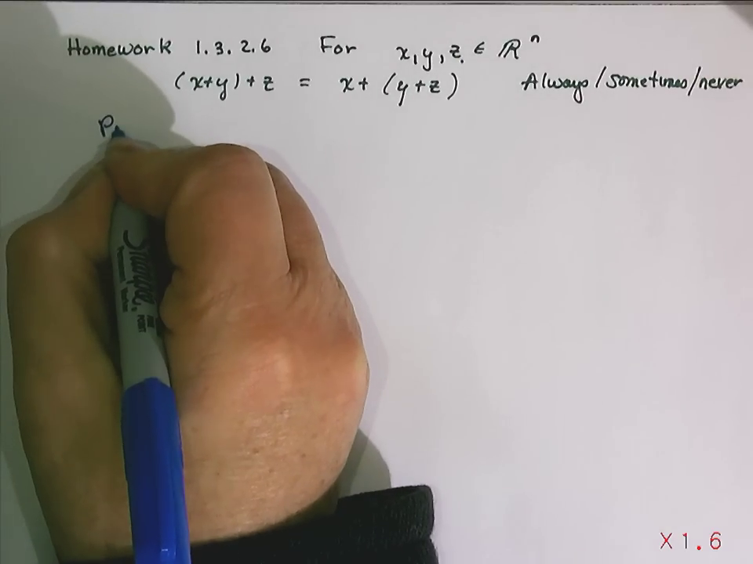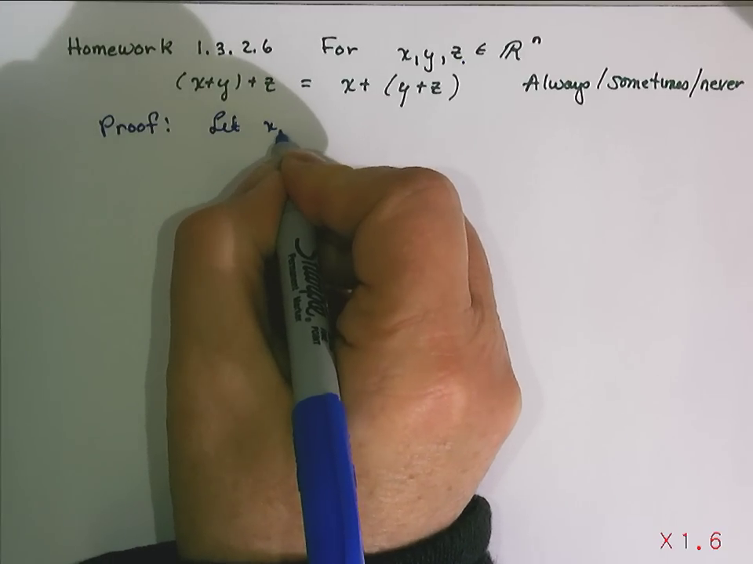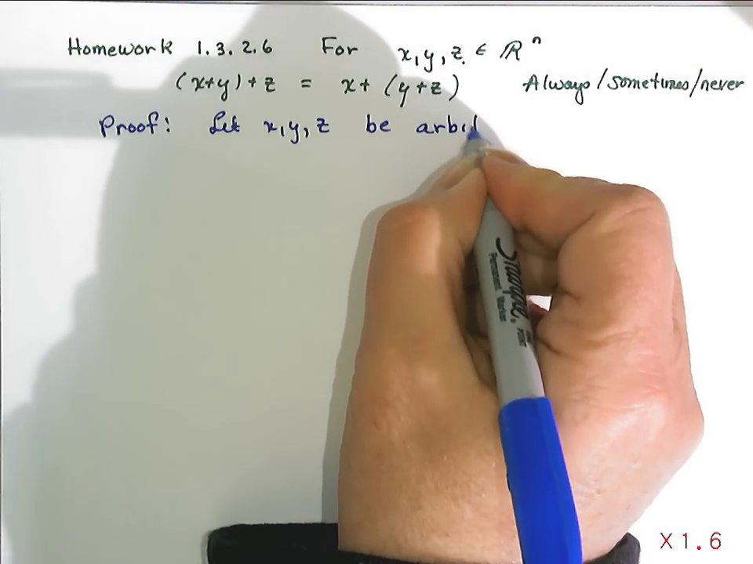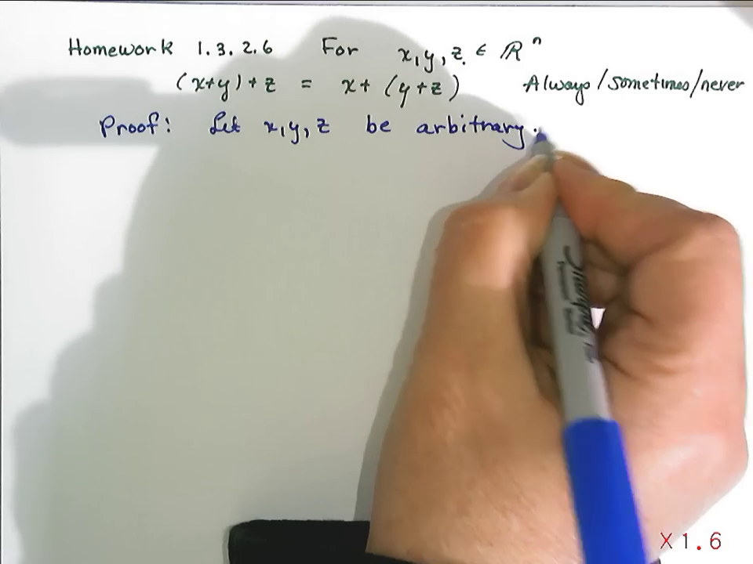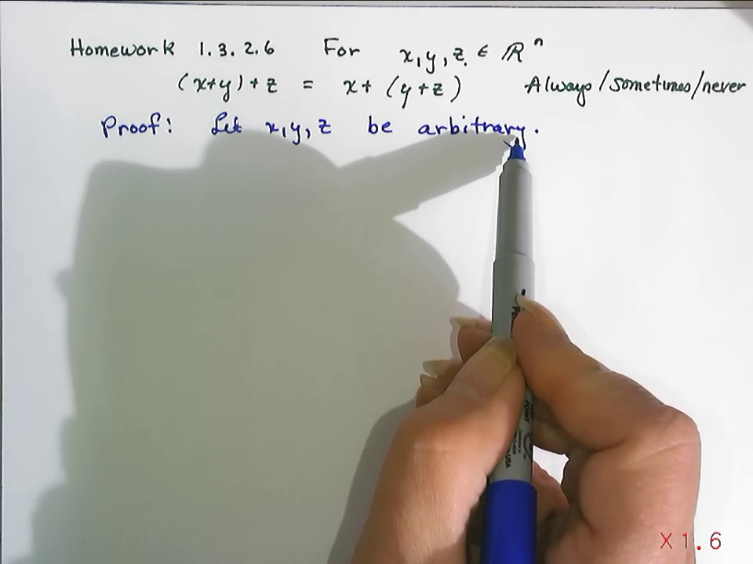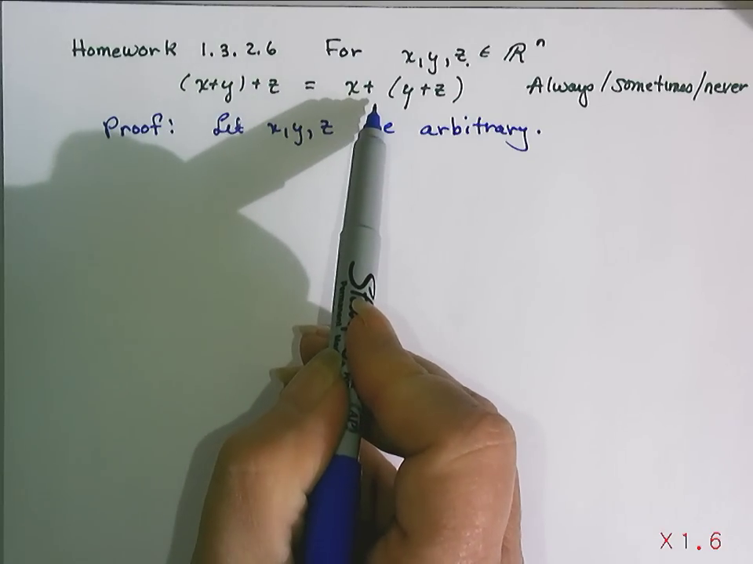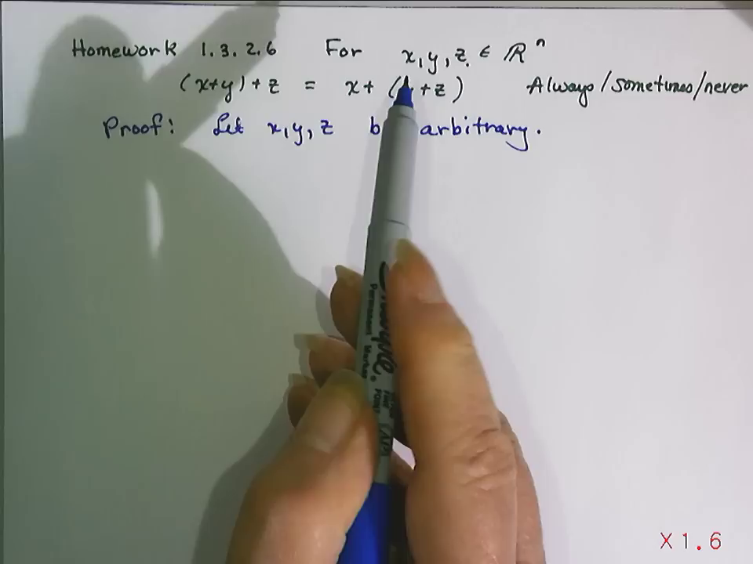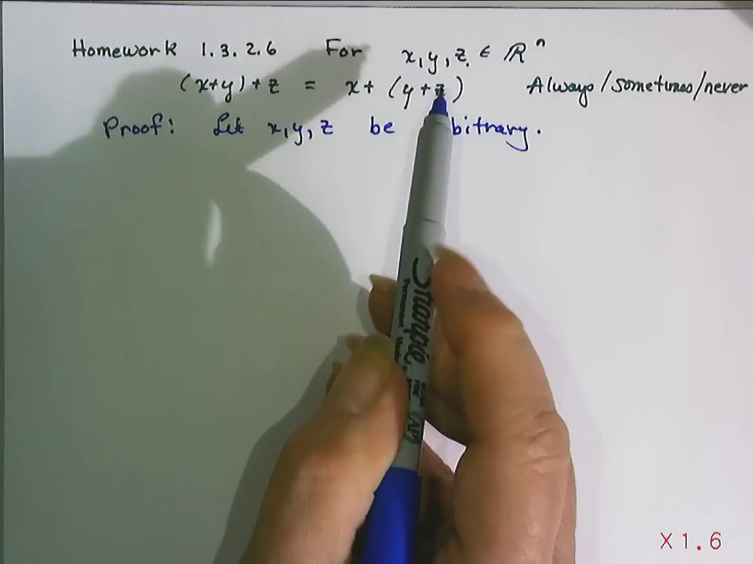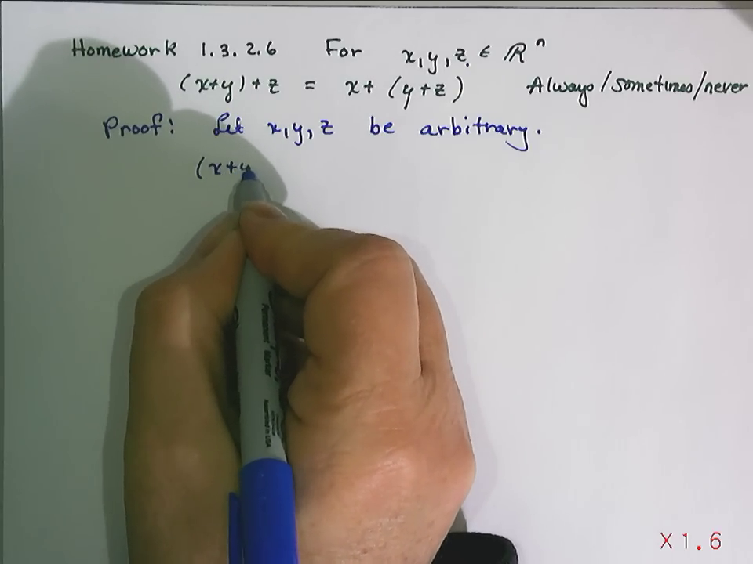If we're proving it, to start our proof as usual, we're going to let x, y, and z be arbitrary vectors. This means that they're of the same size, but they don't have any other kind of characteristics. That's what we mean by arbitrary. And I'm going to start with one side of this equation and show it's equal to the other. I can start with left or right. I'm used to starting with left, but if you want, you can try starting with the right and see what happens. So I'm going to start with x plus y plus z.